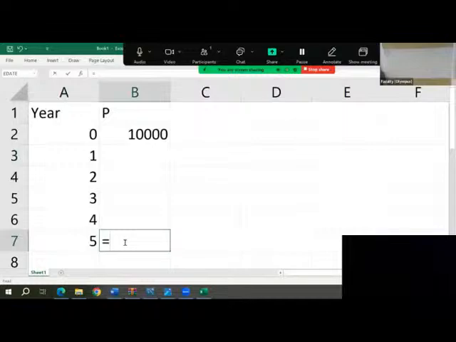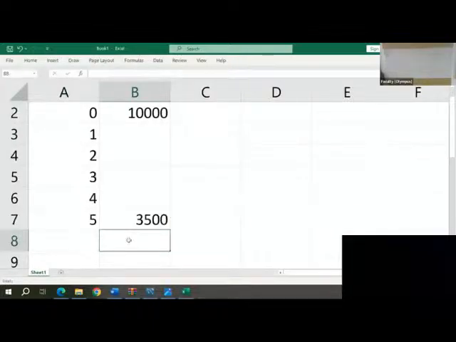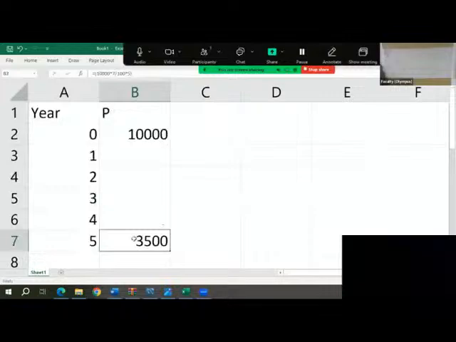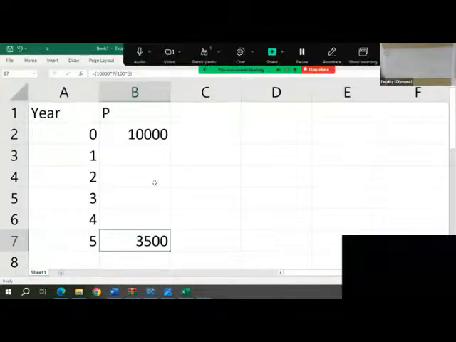In case of simple interest, it will be 10,000 into 7 divided by 100 into 5 years. The interest will be 3,500 rupees. So at the end of 5 years, simple interest is 3,500. But if I calculate compound interest, what will be the answer? It will be more than 3,500, right? Let's say it's compounded annually.